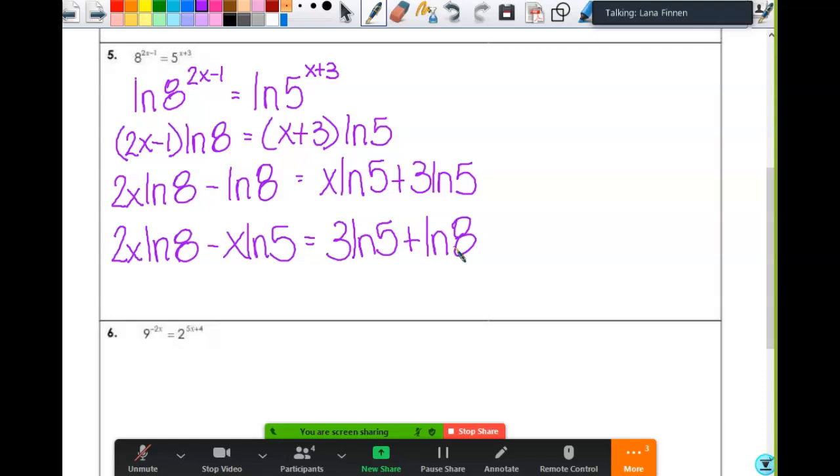Okay, so now all my x's are on the left. But I cannot combine these two terms because the logs are different. Like if this happened to be natural log of 8, then I could combine them, but we understand how like terms work and I can't combine those. But I have to get x by itself. Like that's my goal in solving. So what do you think I could do so I could get x all by itself? Factor out the x. Very good.